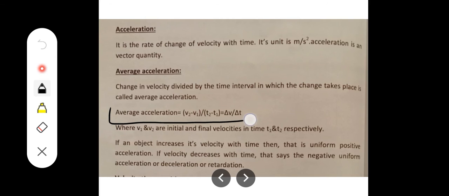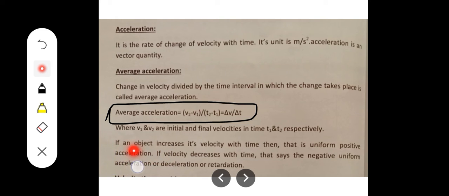Average acceleration is given by v2 minus v1 by t2 minus t1, or equal to delta v by delta t, where delta v is the change in velocity and delta t is the change in time. Here v1 and v2 are the initial and final velocities at times t1 and t2 respectively. And if an object increases its velocity with time, that is uniform positive acceleration.